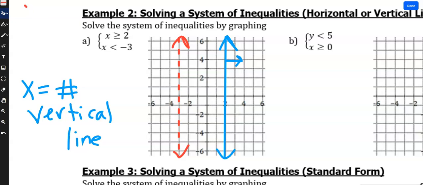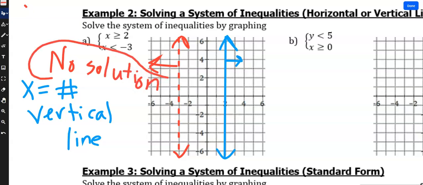So x is less than -3, smaller, that would be to the left. Okay? Remember, these inequality answers are going to be about where the two graphs cross. Where do they overlap? They don't in this particular case. So the answer to this question is no solution. Hopefully that makes sense.